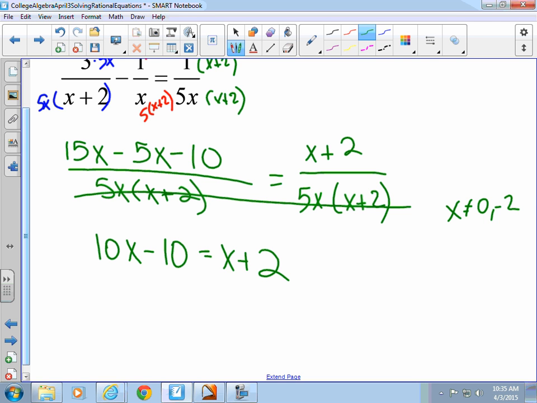So make sense. Okay, add the 10, subtract the x, so 9x equals 12. So x equals 12 over 9, which is 4 thirds. Is that one of my restrictions? So it probably works. Now, would it be a bad idea to go in your calculator and check and see if it works? Probably not a bad idea to check, but as long as it's not one of the restrictions, it's probably right. Questions about that one?